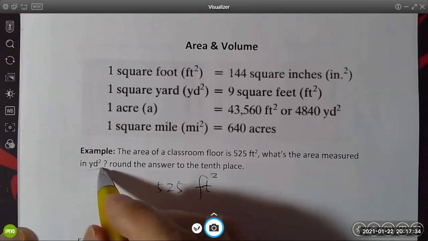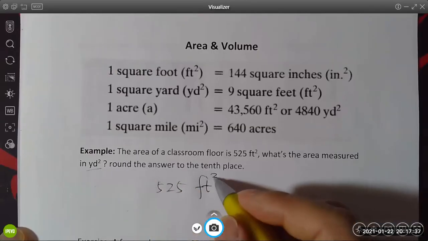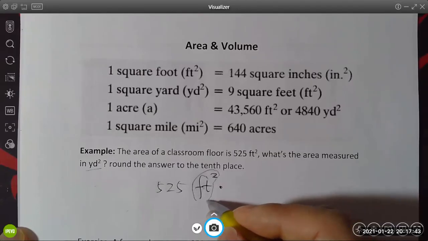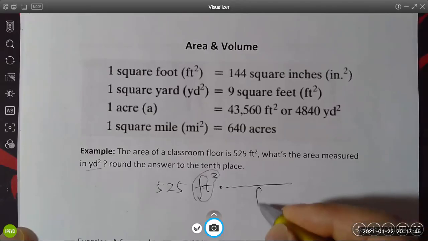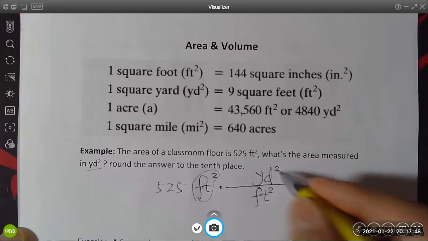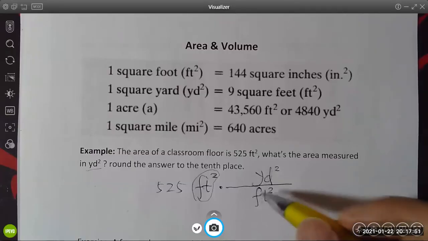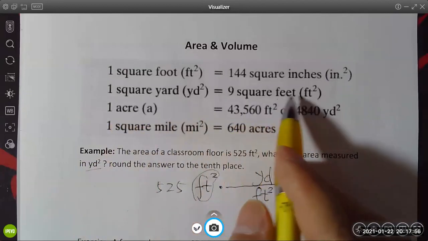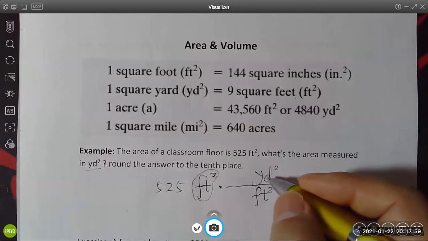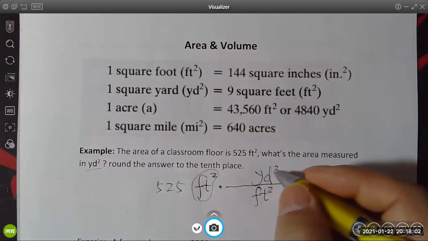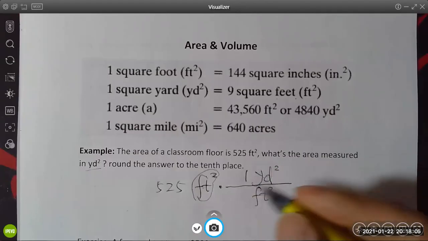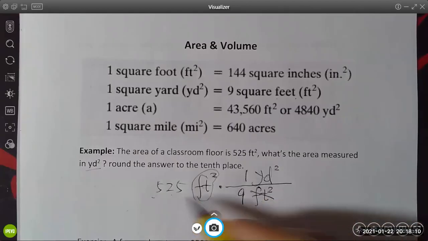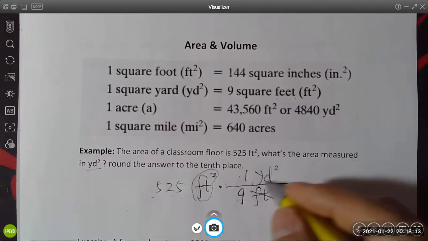Now the area of a classroom floor is 525 square feet, and we want to convert it to square yards. Don't separate the 2 and the foot. It's not 2 parts. This is 1 unit. So I need to cancel this unit and get square yards. Then we look for the relation between these two. 1 square yard equals 9 square feet. That's why a yard is not the same as a square yard. They're very different. So 525 times 1 divided by 9 gives you square yards.